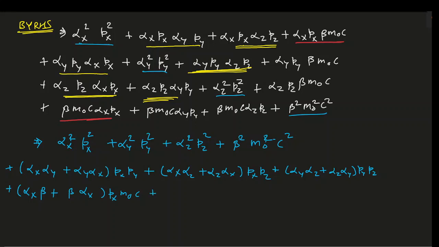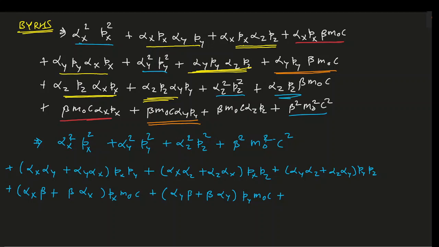Similarly, if you have a closer look, you can see this term has py m not c, and this term also has py m not c. So let me take that common too. So you will be having alpha y beta plus beta alpha y, and the common term is py m not c. The last term is remaining.